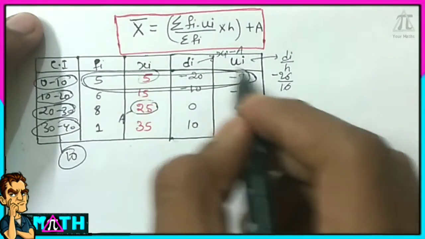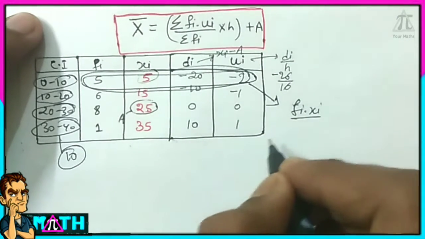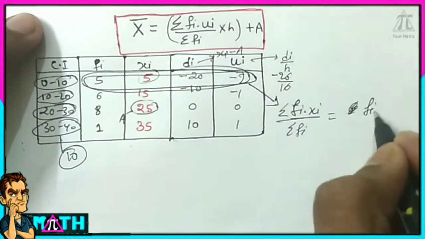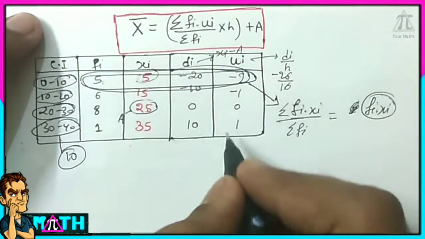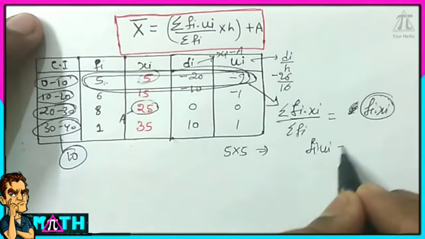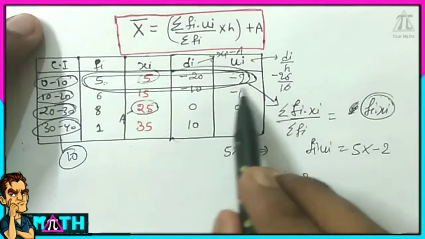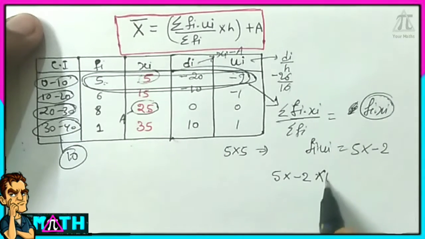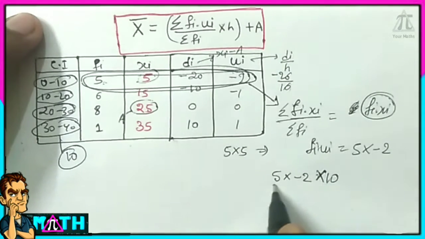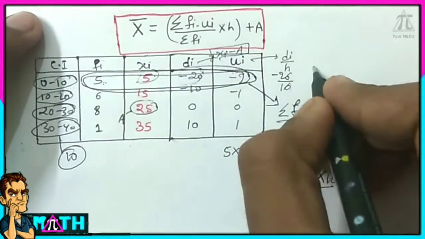Now for the first observation's class, we can write fi into xi, because we know that the fundamental method to calculate the mean is summation of fi into xi upon summation of fi. Therefore we try to write fi into xi in a different way. For the first class, fi into xi is 5 into 5, but we have to write the same thing in the form of fi into ui, which is 5 into minus 2. So what do we have to do here to get the same result as 5 into 5 gives us? We get this minus 2 by dividing by 10, so we have to multiply by 10 first, which is 5 into minus 20, and it's nothing but fi into di.